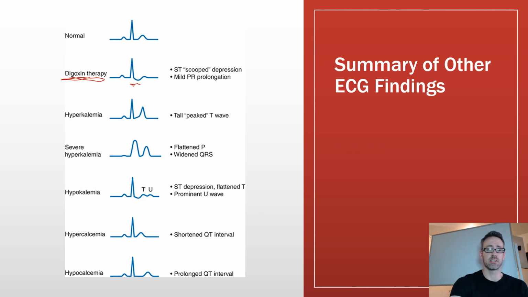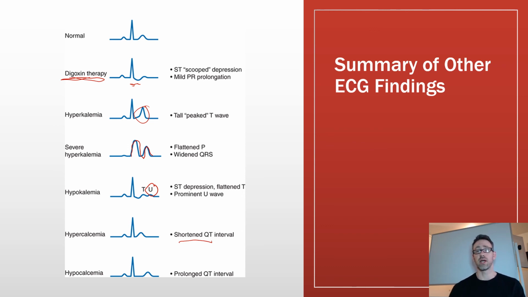Hyperkalemia, you can see here the peaked T wave. Severe hyperkalemia, as I said, can turn into a sinusoidal type picture, and the P wave starts to flatten, and if it continues, it looks sinusoidal. In hypokalemia, there's the emergence of this U wave over here, and the U wave can actually become more prominent than the T wave. Hypercalcemia, which I didn't discuss on the last slide, actually shortens the QT interval. And hypocalcemia prolongs the QT interval. And again, with a prolonged QT interval, you increase the risk of VTAC or an arrhythmia.